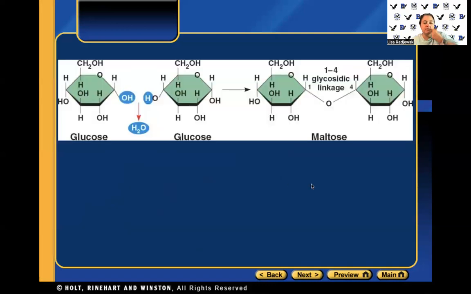Okay. So here is a chemical reaction showing a glucose molecule and another glucose molecule. And remember, they're going to bond together by condensation reaction. So this water is going to be removed. One of the sugars is going to lose the OH, the other sugar is going to lose an H. Those come together and form water. And now we have this covalent bond linking the two glucoses together. And a glucose plus a glucose makes a maltose.